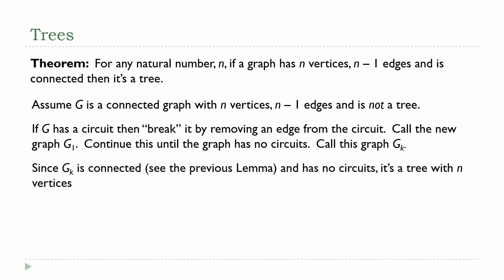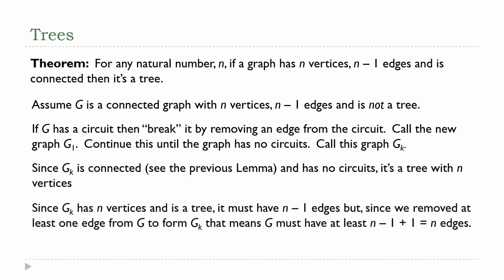Okay, G sub K is connected. That's why I needed the previous lemma. All I did was break circuits, right? It has no circuits because I built it that way. That means it has to be a tree with n vertices, right? Because I didn't take away vertices, just edges. The vertex set is still the same.